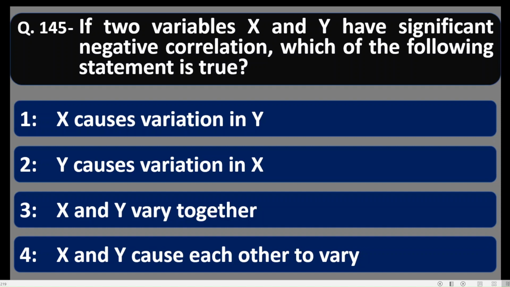Number four, x and y cause each other to vary. It is impossible. Only one variable is responsible for the change in the value of another variable, so it cannot be. It cannot happen that x and y cause each other to vary. So option number three is correct. X and y vary together. Values of both the variables change simultaneously.